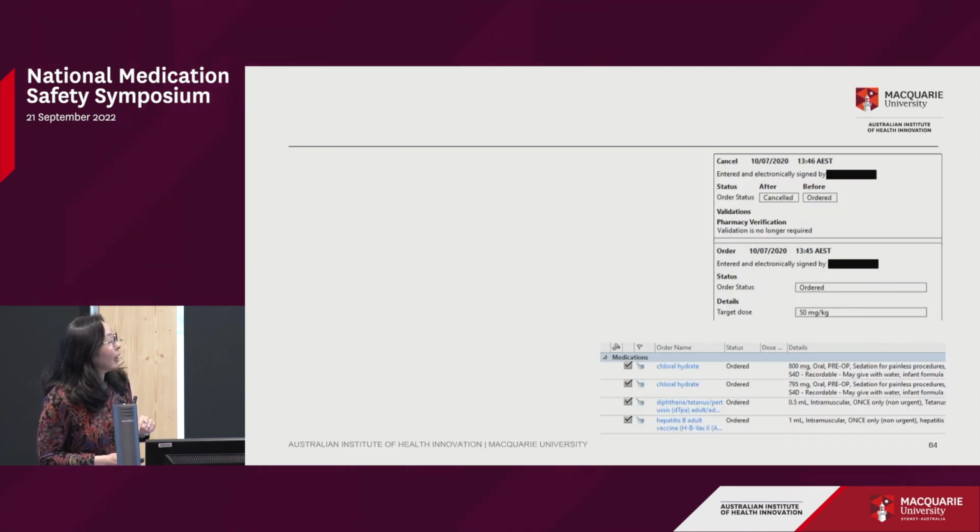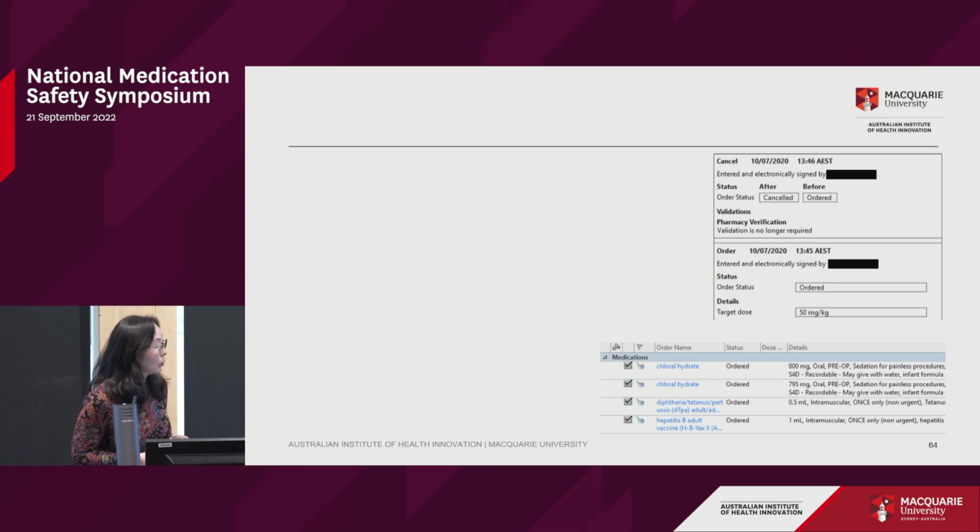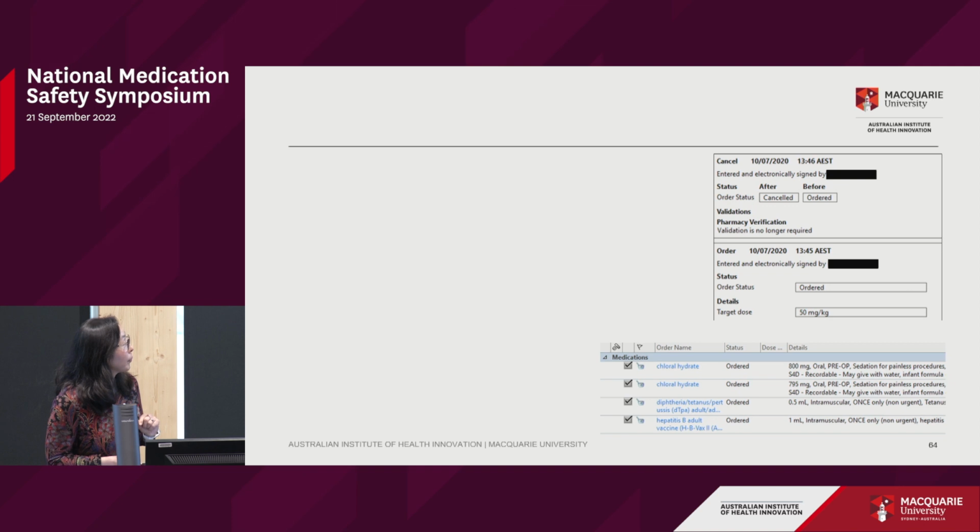This is a screenshot from the electronic system. You see that example, the orders being cancelled by a clinician and the doctor. A doctor can also see all the medications ordered, and also details related to the medication, on their screens.